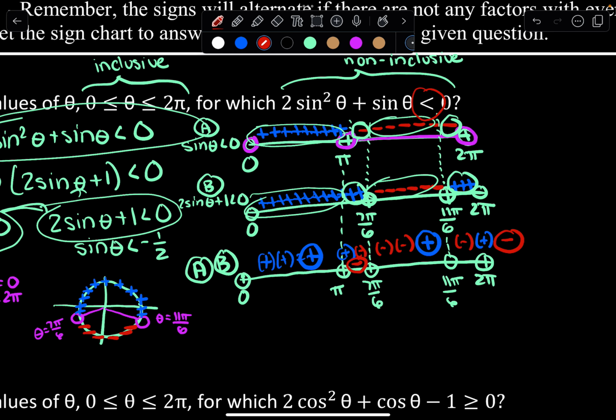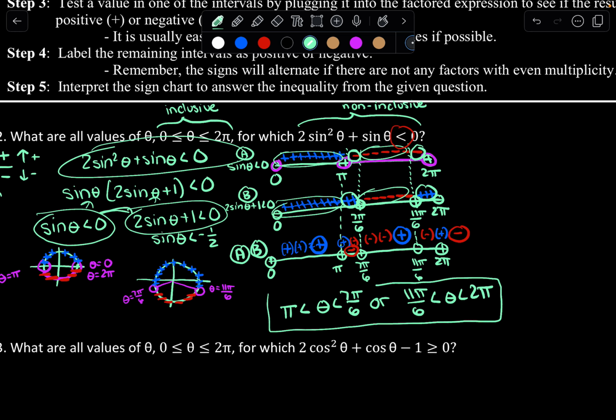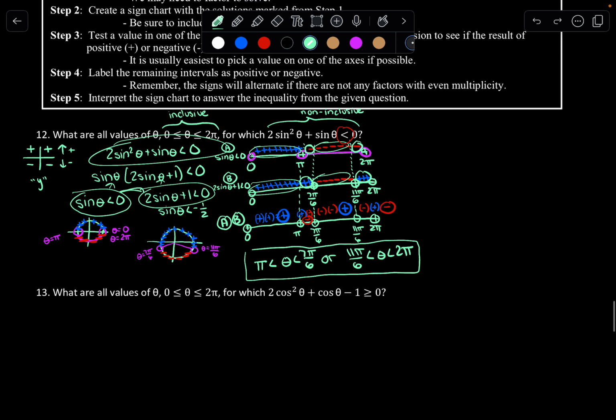So for this one, we want the intervals where it is strictly less than 0. And that's going to be 2 intervals. So that will be from pi to 7 pi over 6, or 11 pi over 6 to 2 pi. And I haven't seen an example where it doesn't, actually that's not true. It's actually going to happen in the next example, so I'm going to ignore that.